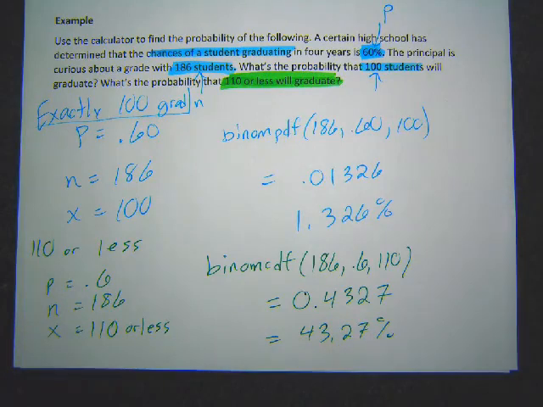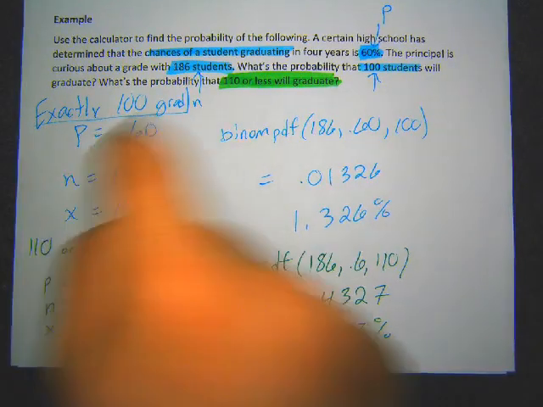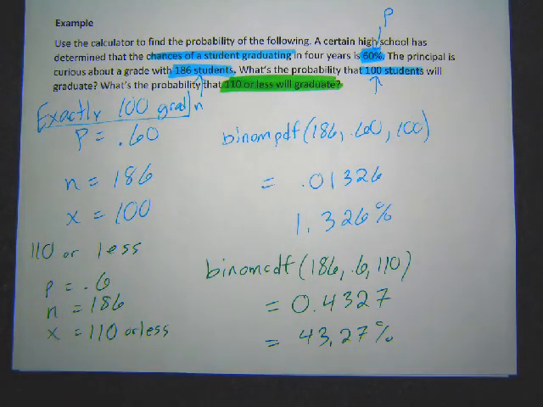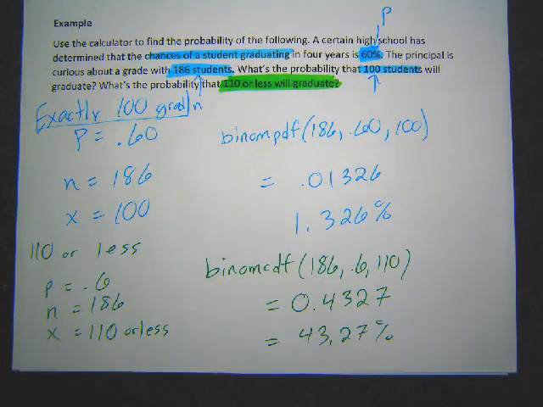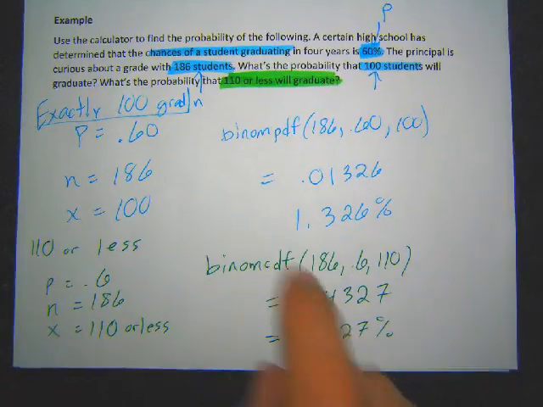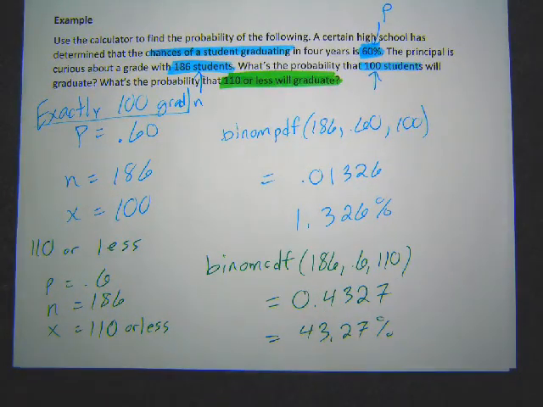The next one is that much or less. So there's a lot more options, because the first one doesn't care if 99 people graduate. It only wants exactly 100. This one includes 99, 98, 97, 96, 95, all those ones. Everything from 110 all the way down to 0 people graduate. All those options are included. That's why this one's such a bigger percentage.